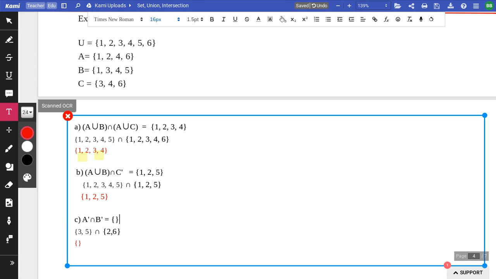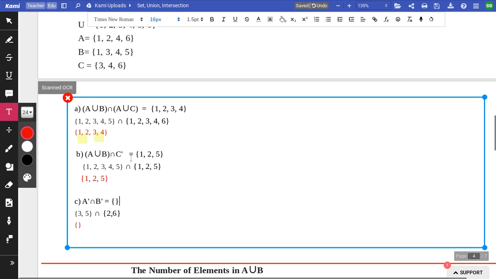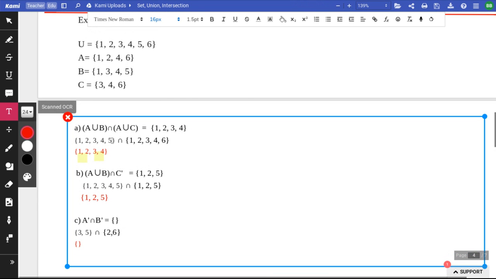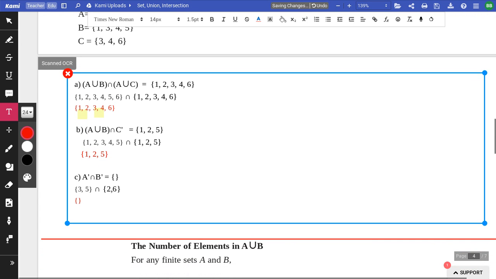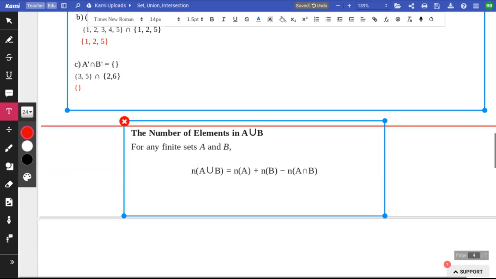Okay. Everything's done here. Let's go ahead. Oh, hold on. Right here, we did not have the 6. So don't forget the 6. For the first one. Okay, let's move on.